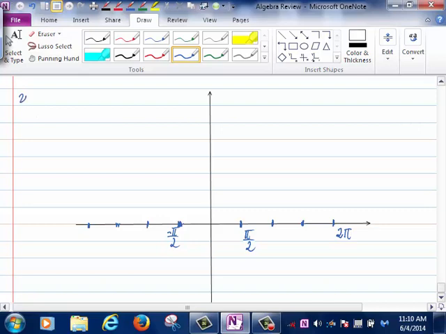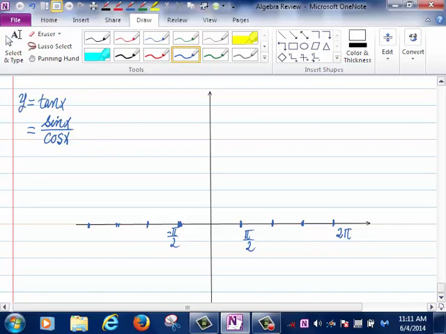Now remember, what is tangent? Tangent of x is the same as sine x divided by cosine x. Now, one thing you need to realize is that sine x and cosine x will never be zero at the same time. Why? Because sine is zero whenever the terminal side is on the x-axis, and cosine is zero whenever the terminal side is on the y-axis. So they cannot be zero at the same time.